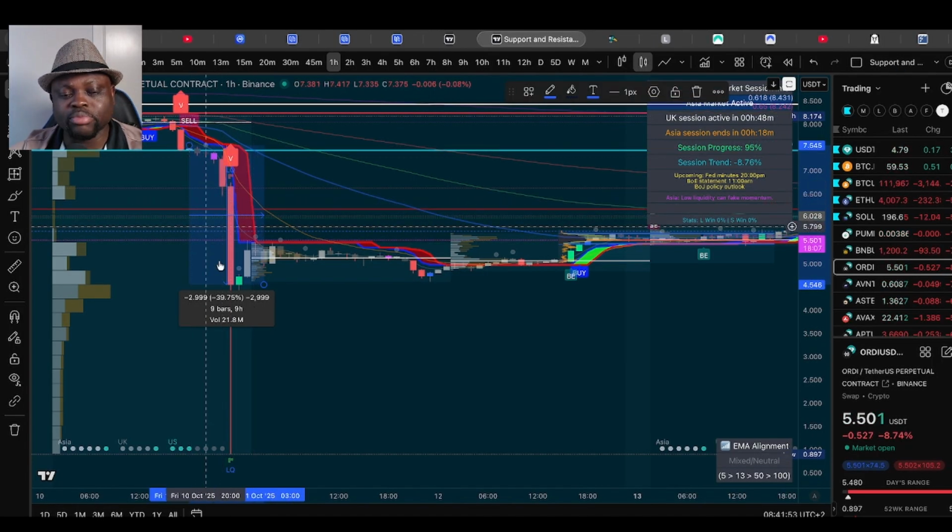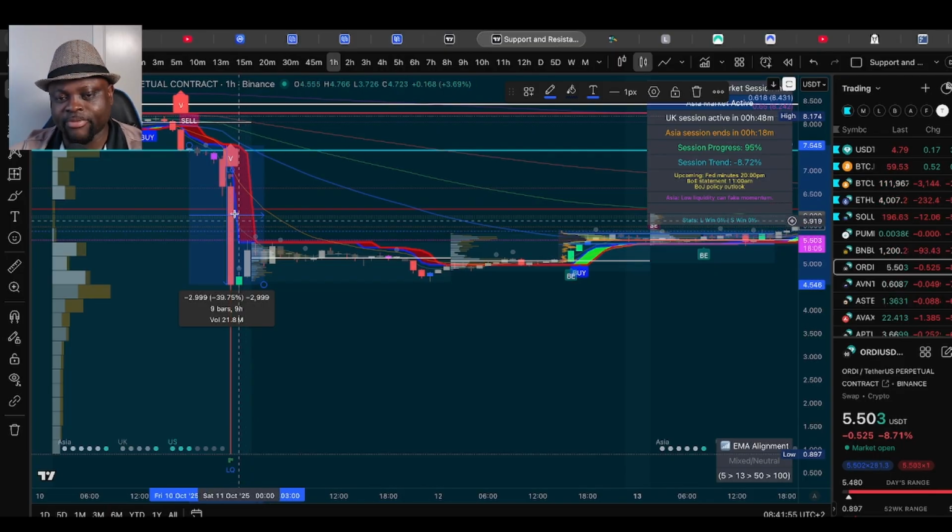So that was my range from that 5.919 to $6. So that was my take profit range. I was gonna look at what price is gonna do around that area before I cash out profit. So I marked this zone here.